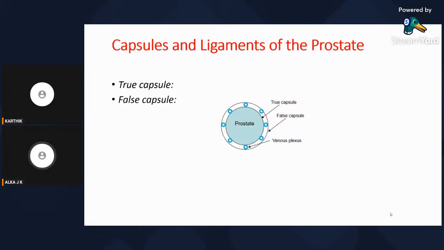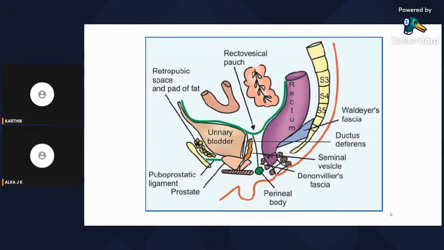Capsules: the prostate is covered by a true capsule and a false capsule, and removing this capsule at the time of surgery is also very difficult. See carefully, the pubic symphysis, in between the retropubic space and a pad of fat. The green one is the puboprostatic ligament. I told you in between the rectum and urinary bladder the rectovesical pouch is there, and in the lower part the perineal body is there where 10 muscles are going to insert. Then on either side, the small lobular structure is the seminal vesicle, and there is Denonvilliers' fascia. So these are all the things.